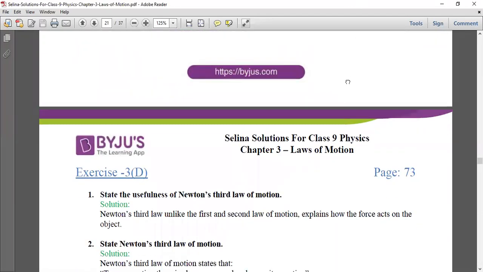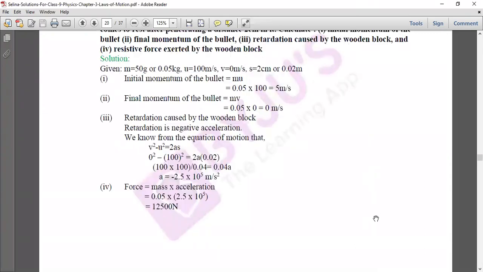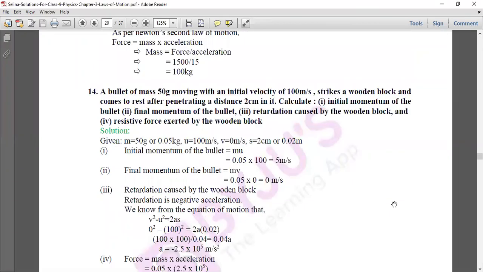So here the numerical part finishes. There are 14 numericals in part C. Please go through the numericals and solve them.